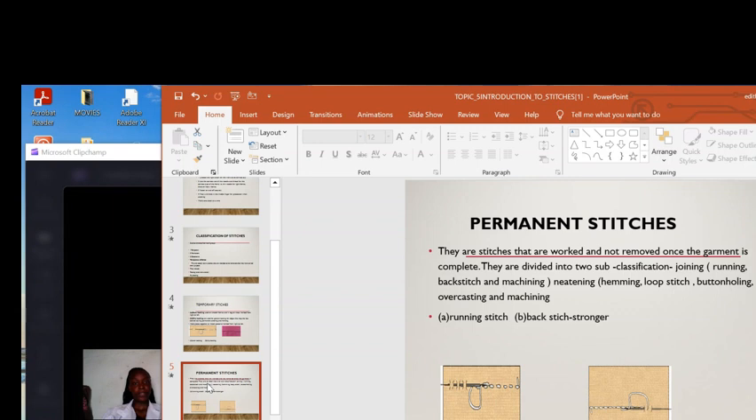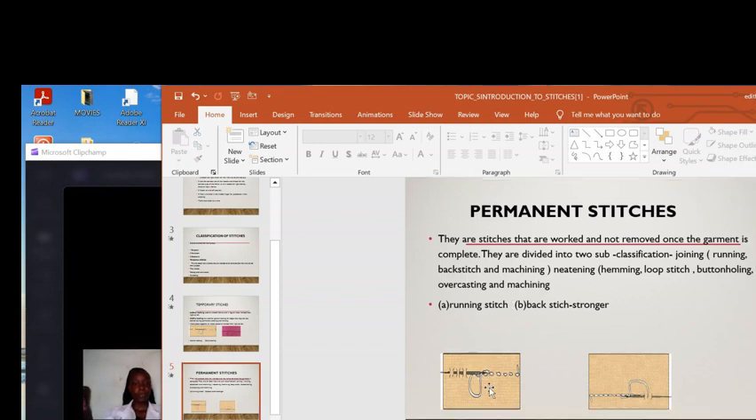Now we move to the second group classification, which is permanent stitches. They are stitches that are worked and not removed once the garment is complete. As the name itself states, permanent. They are divided into two subclassifications, that is joining and neatening. Under joining we have running stitch, back stitch and machining. Under neatening, we have hemming, loop stitch, buttonholing, overcasting, and machining.